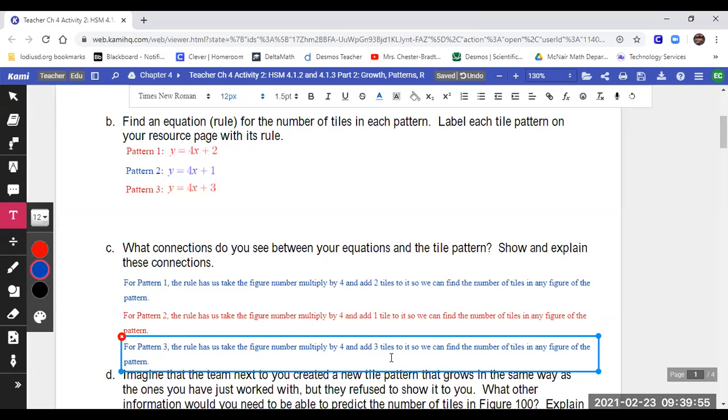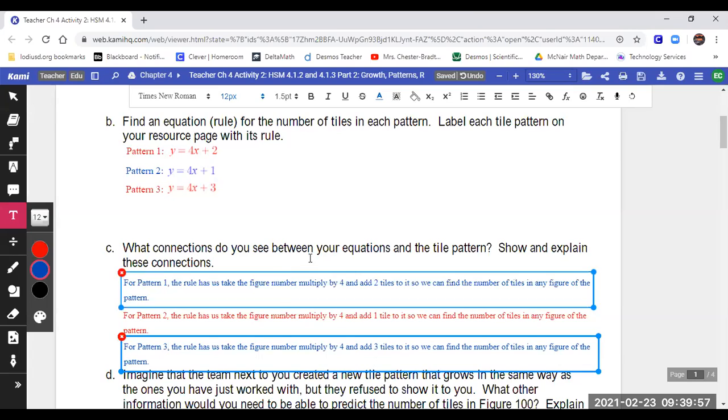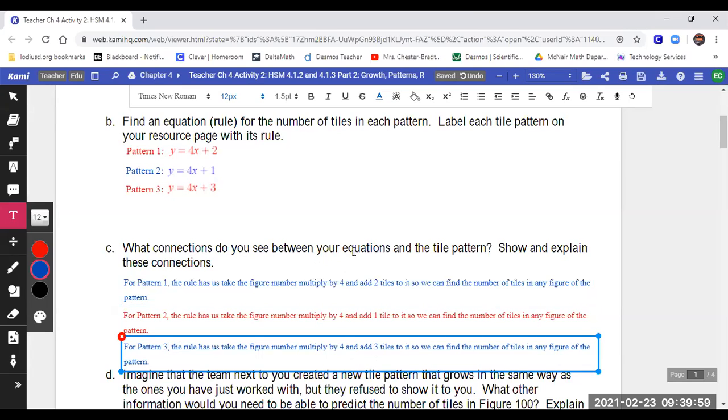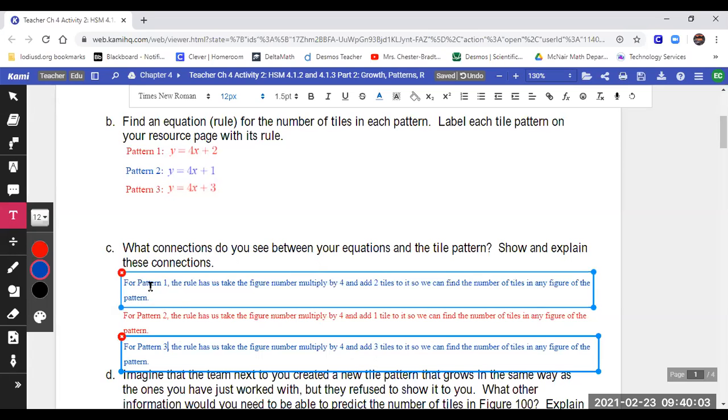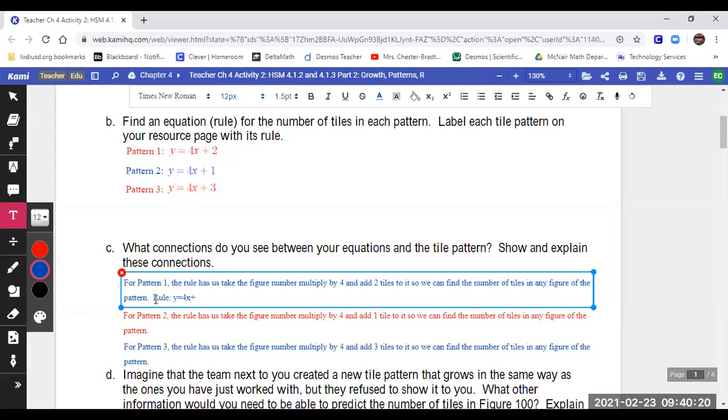Okay. All right. So then it says, so we did a connection between your equation and your tile pattern. And we're going to show the connection. So we are going to use our rule to find one of the situations. So the rule was y equals 4x plus 2, right?